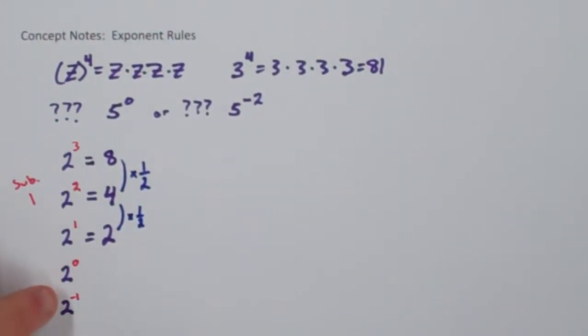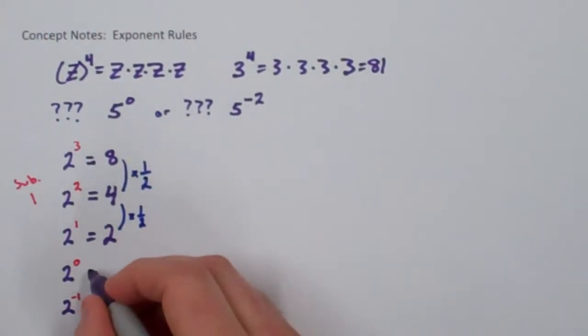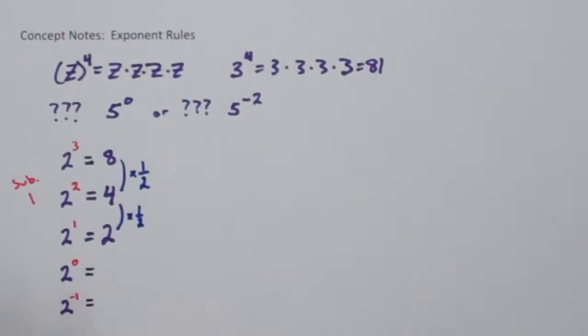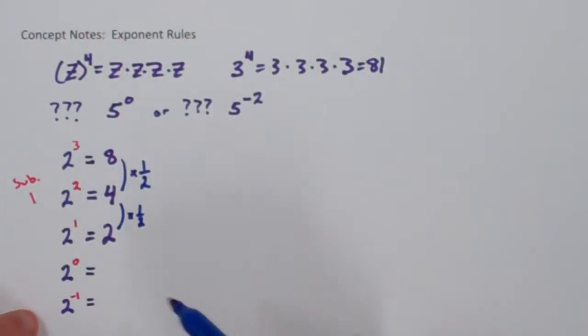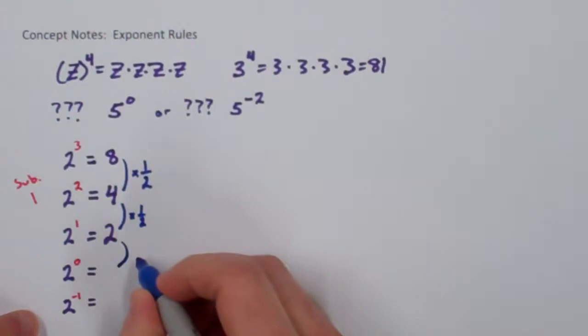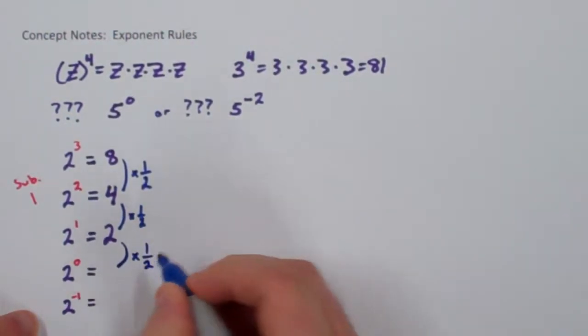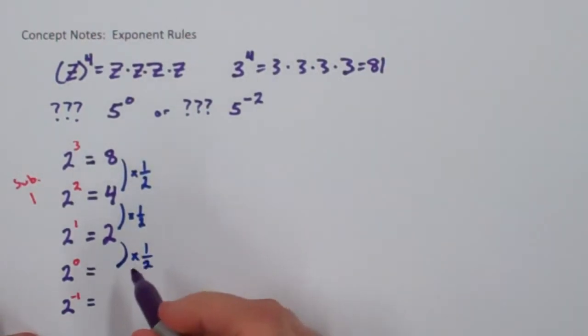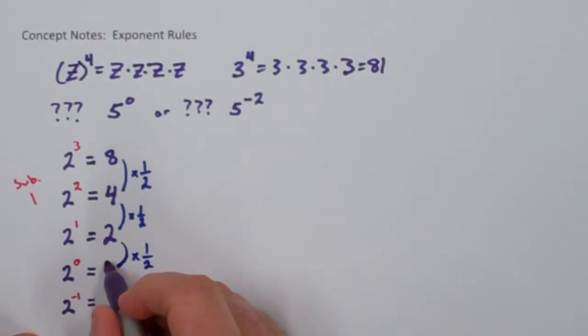Remember that we don't really know how to deal with these just quite yet with our definition of an exponent. So let's just try to extend this pattern and see what happens here. If we want to get this value right here, we need to take the previous value and multiply by 1/2. 2 times 1/2 is, well, that's just 1.